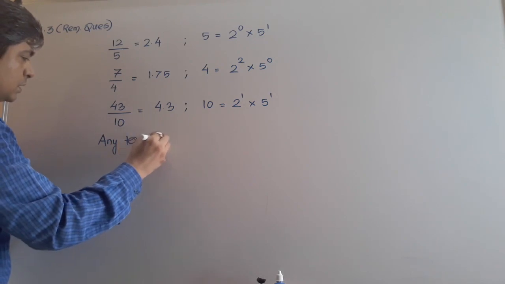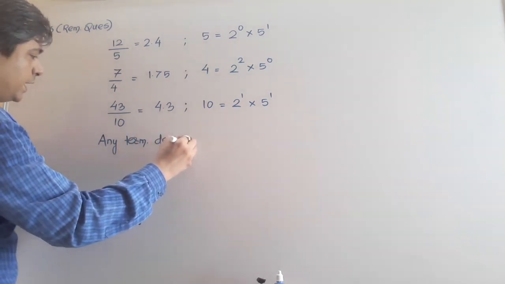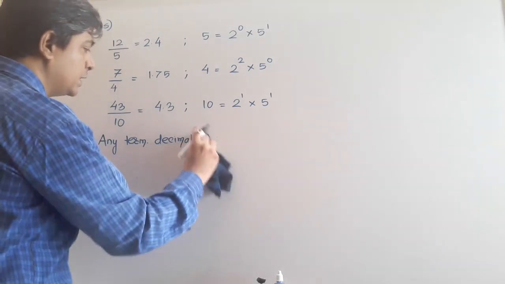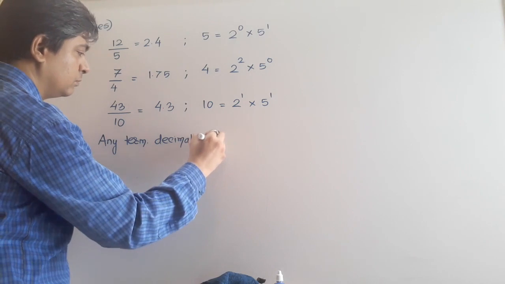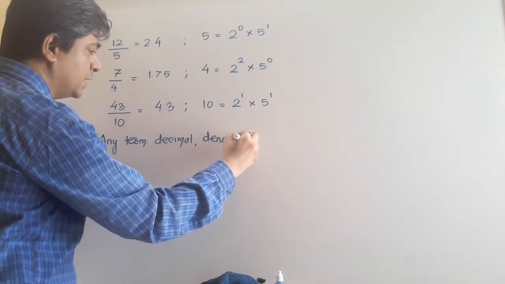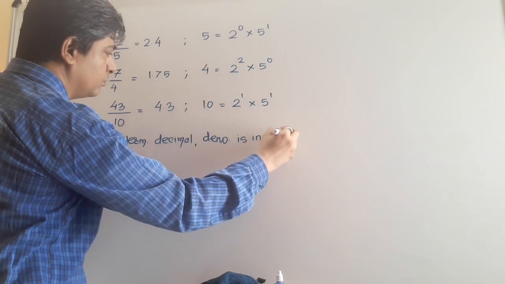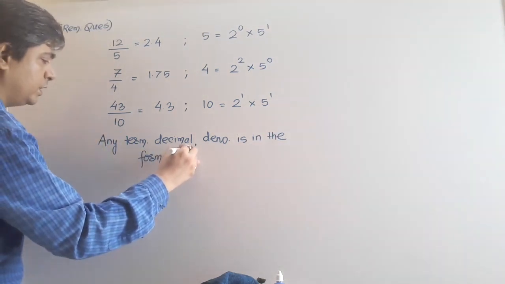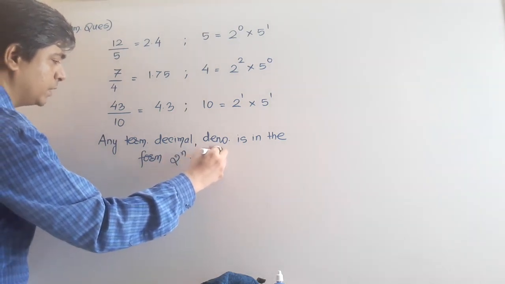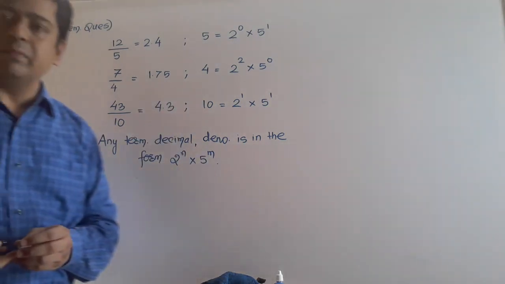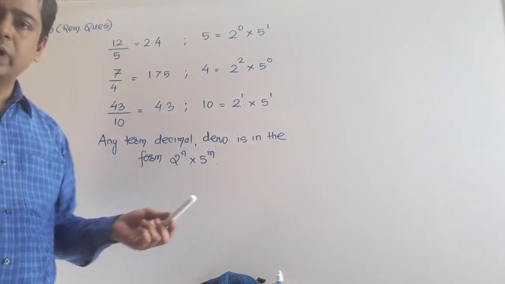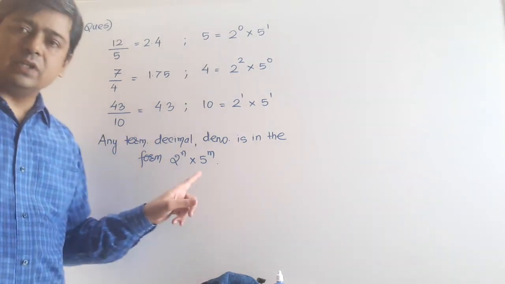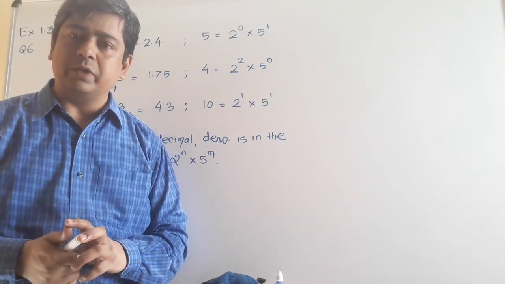In general, I can say any terminating decimal, its denominator is in the form 2 to the power n into 5 to the power m. Here the value of n and m can be any whole number or any positive integer. So we can say that it will always be in the form of 2 to the power n into 5 to the power m.